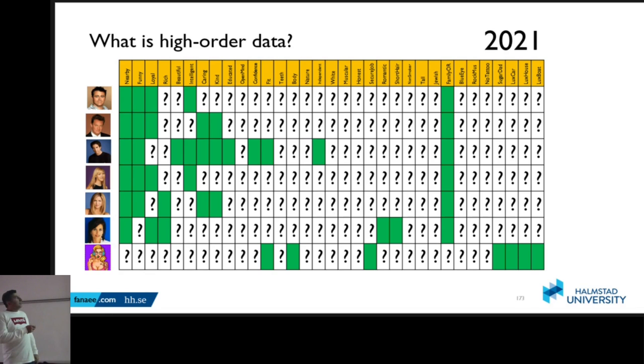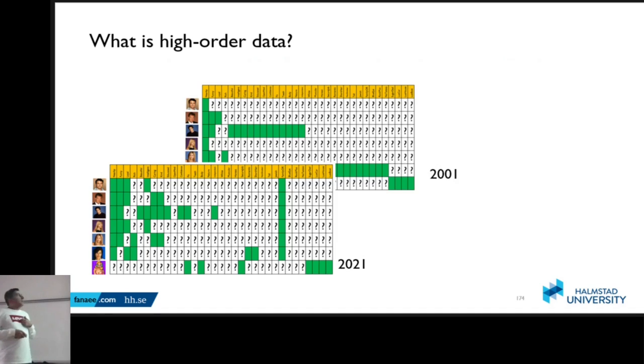For instance, look at this feature, family oriented. So they become mature and they become middle aged. Now they care more about the family oriented guy. So there are new features that appear and some features that disappear. So there are some temporal dynamics in this data.